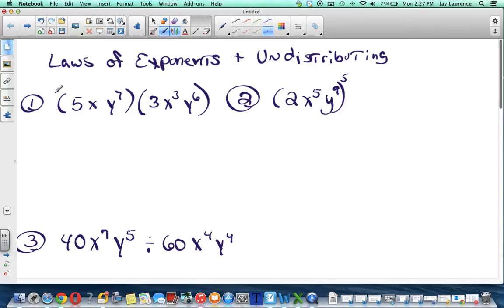First of all, laws of exponents and undistributing. Let's do this multiplication: the quantity 5x y to the 7th times the quantity 3x cubed y to the 6th. Thanks to the commutative property, I can multiply 5 times 3 first and get 15. Then x to the first times x to the third gives x to the fourth. Then y to the 7th times y to the 6th gives y to the 13th.